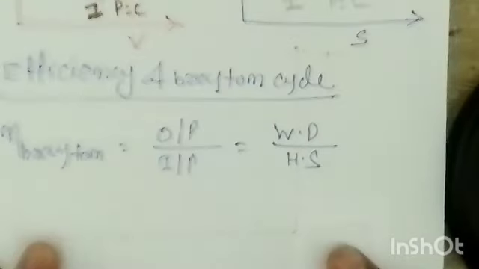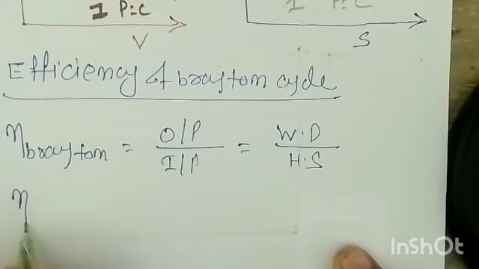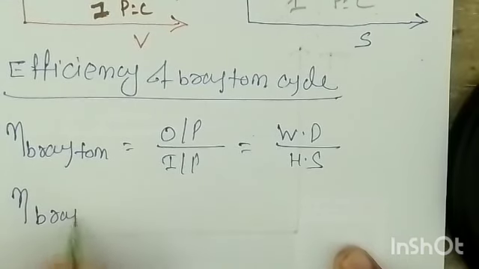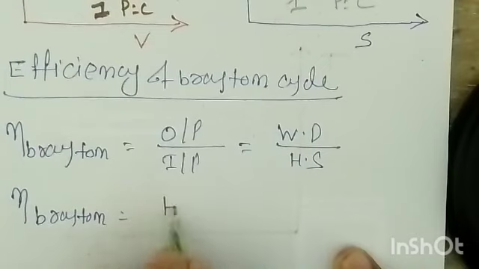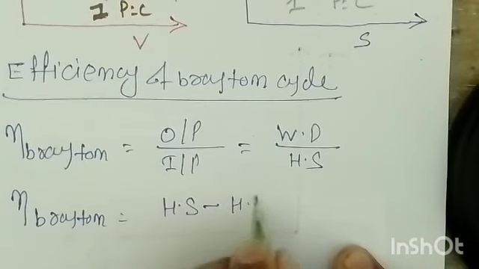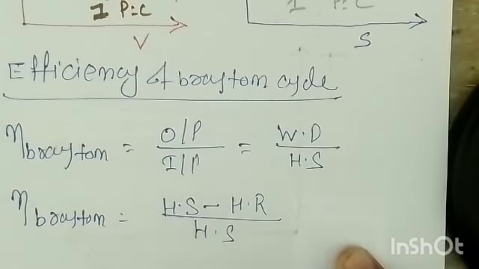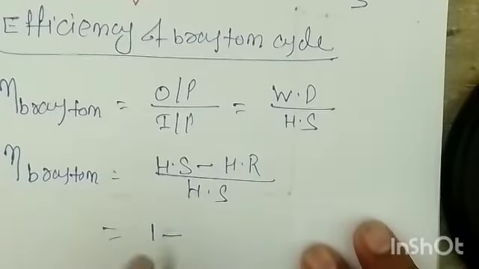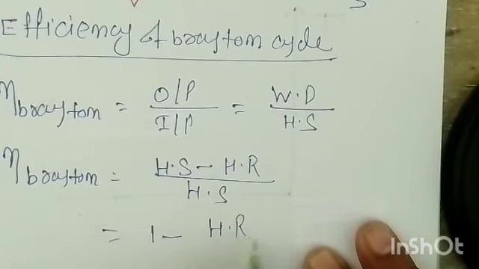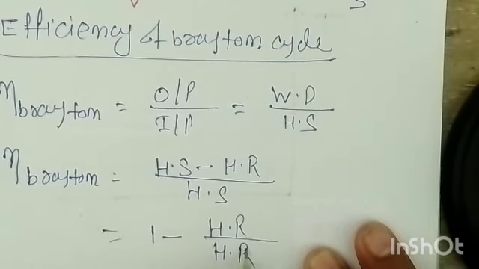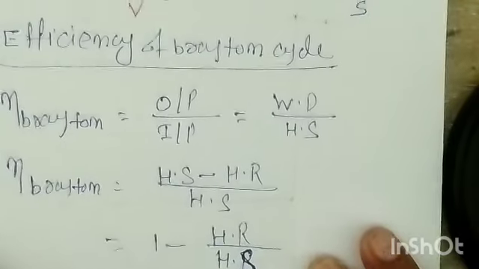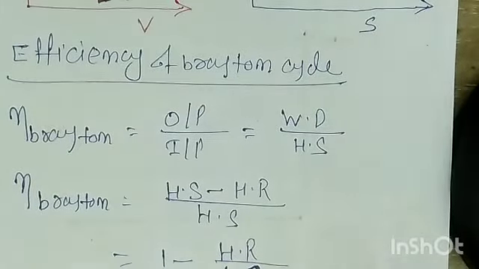Further you can write that eta Brayton is equal to heat supplied minus heat rejection by heat supplied. Is it or not? So if you look, heat supplied will get cancelled, meaning 1 minus heat rejection by heat supplied. Now we will see what the magnitude of heat rejection and heat supplied is. For that you can refer to the figure, just a second.